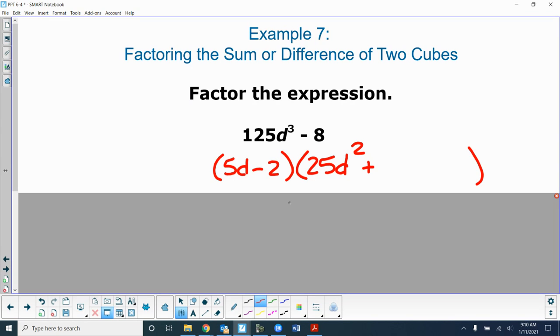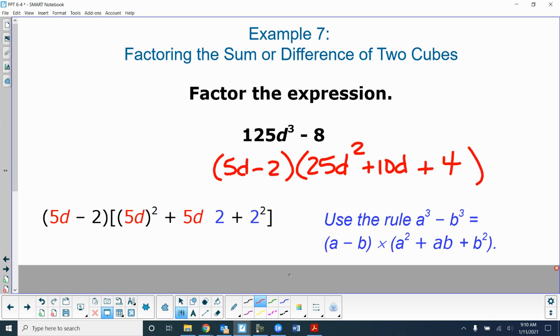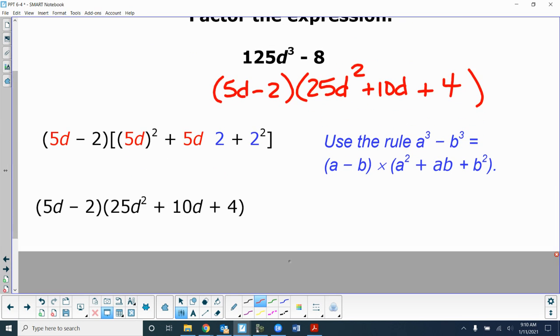What did I tell you about this sign in the middle? Opposites. The middle is always this times this. What's 5d times 2? 10d. I told you this one was always addition, right? And then you square this. What's 2 squared? 4. That's your answer. Okay? You're done. 95% of the time, there's not more that you can do after this.